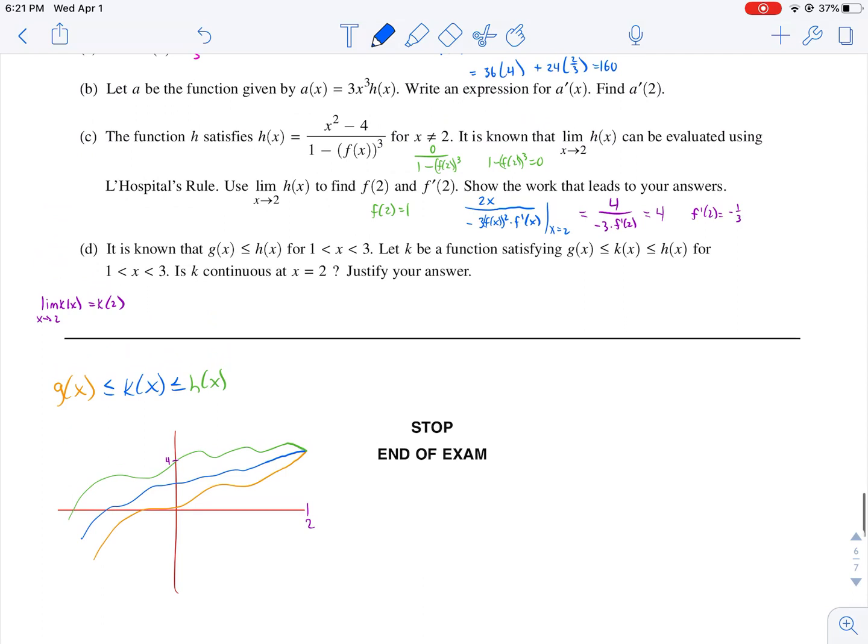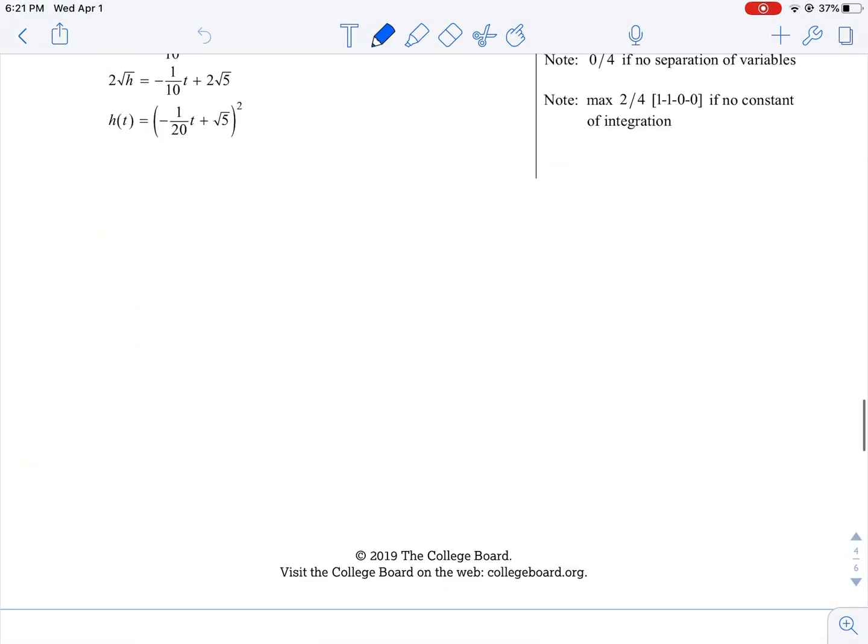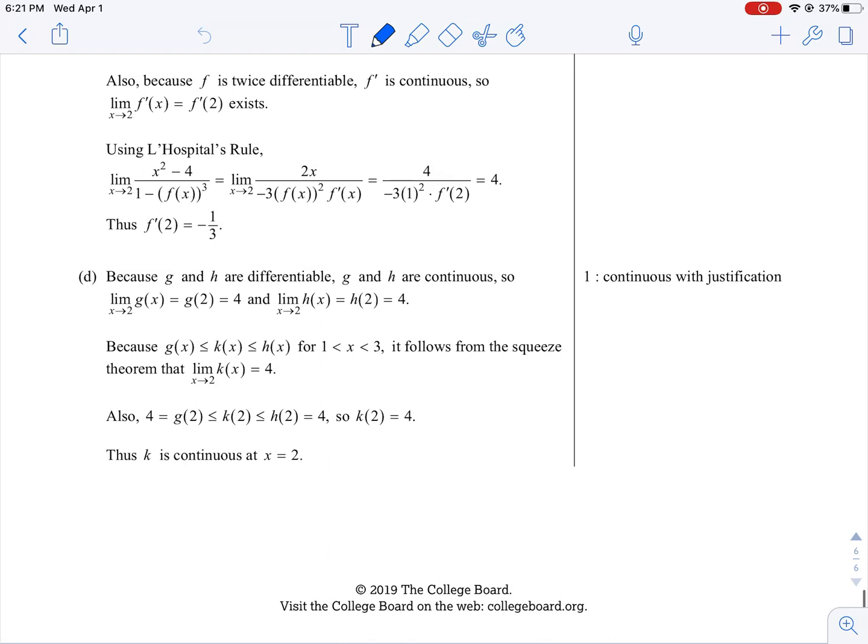So we now know that the limit of k as x goes to 2 must be 4. And then also, because we know at 2 g of 2 is equal to 4, and h of 2 is equal to 4, and k is always between those two, then k of 2 must also equal 4. I'm going to show you the rubric here, because it may have been a little confusing to look at it.